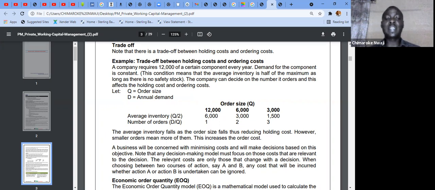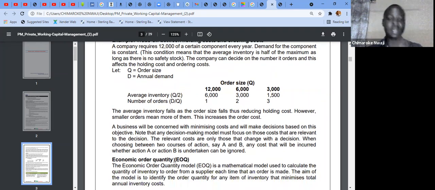So you see here that if you decide to reduce the number of orders, you will be reducing your ordering costs. But what about the holding cost? You'll be increasing your holding cost because you'll be holding more inventory. But if you decide to reduce your inventory costs or your holding costs, you will need to increase your ordering cost because you'll be making orders more frequently. And so there will be a need for a trade-off between the holding costs and the ordering costs so that you don't incur too much cost in either of them.